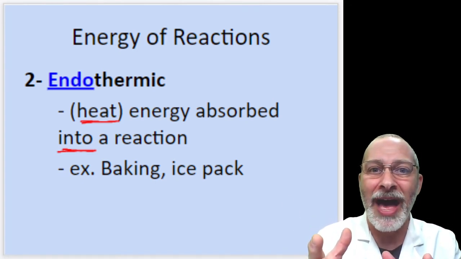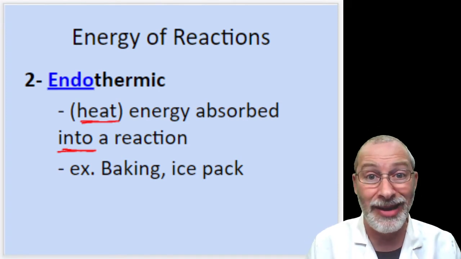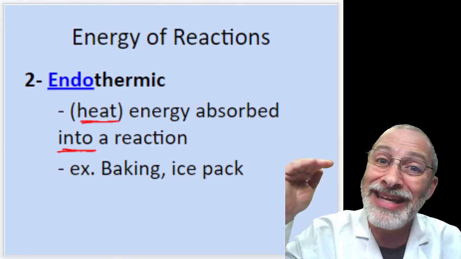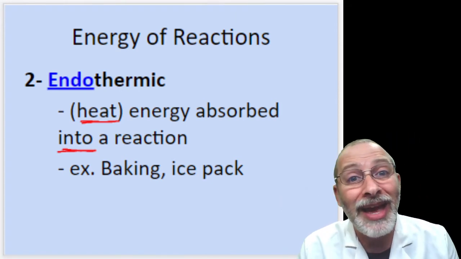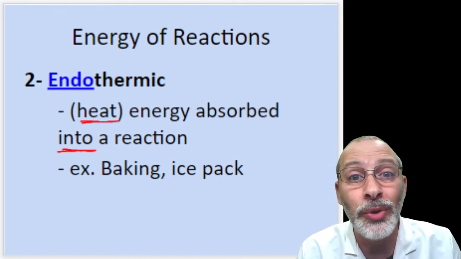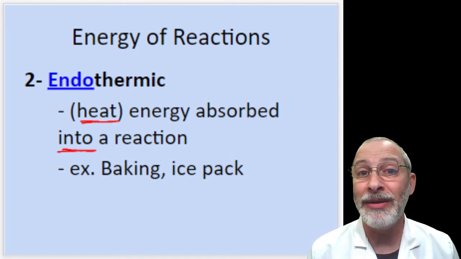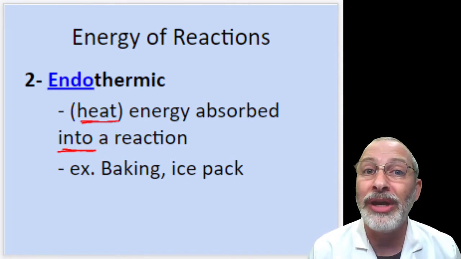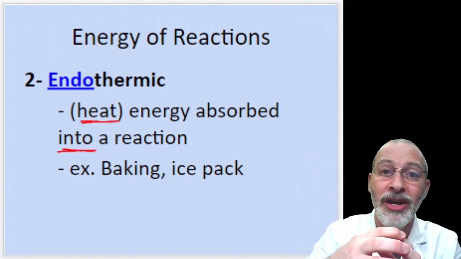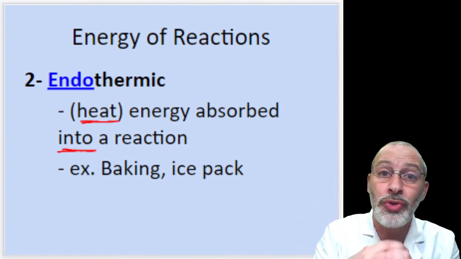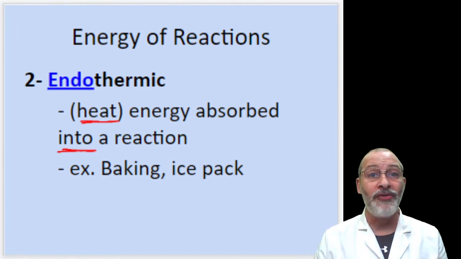And because of that, if you want your cookies, brownies, cake, or whatever you're baking to come out correctly, then you've got to maintain a certain oven temperature for a certain period of time for that chemical reaction to come to completion. So baking is a great example of an endothermic reaction because it is taking in heat energy from the surrounding area into the reaction that is taking place.